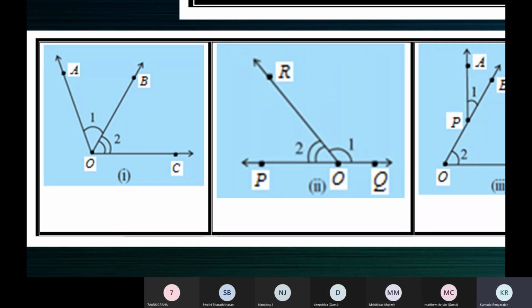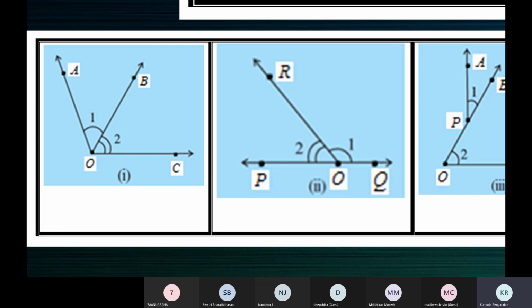Which are the non-common arms? OA and OC. Okay, OA and OC, they're not going in the opposite directions. They are on either sides of the common arm OB, but they're not going in the opposite directions. So they don't form a linear pair.